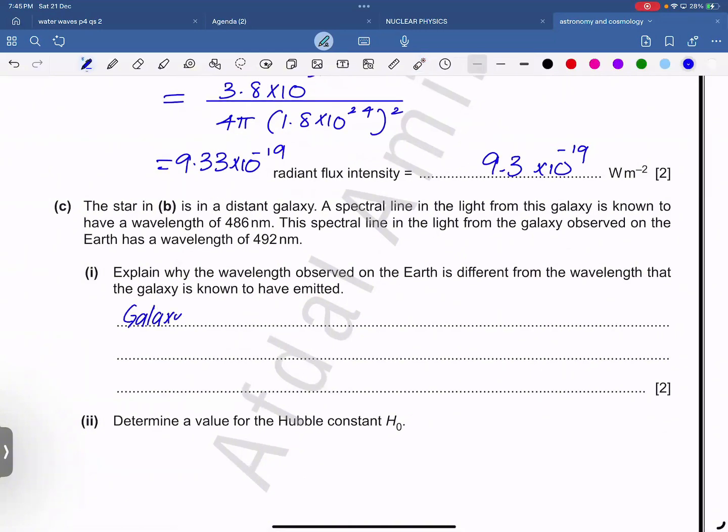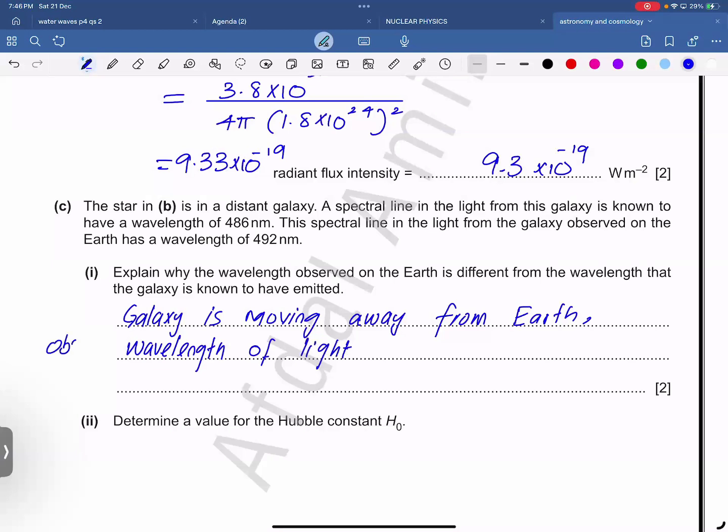Galaxy is moving away from Earth. When a source is moving away from the observer, what happens? The wavelength of light, actually we say observed wavelength of light, is increased. You can say according to Doppler's effect, yes or no? That's it, 2 marks due to redshift.